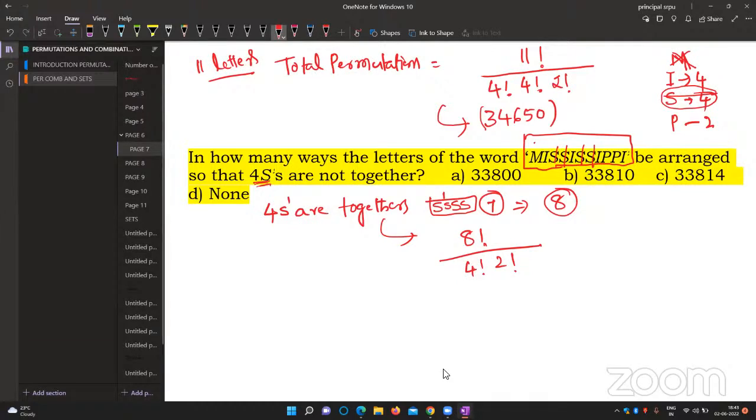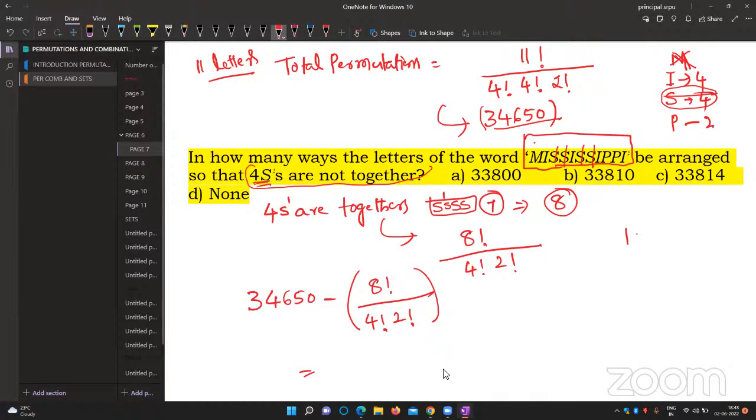Look at it. According to the question, 4 Ys are not together. In the total permutations, 3,46,50, you just subtract the 4 Ys together. So 8 factorial divided by... then definitely you'll get 4 Ys are not together.